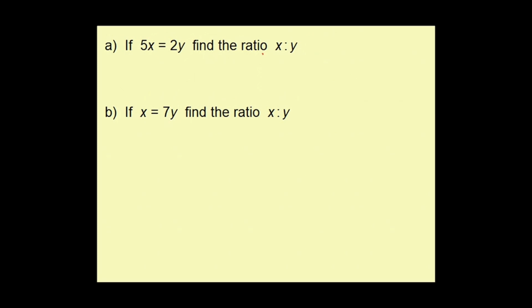So for this question, the answer must be 2 to 5. With a quick check, multiply the outers, 5x, perfect. Multiply the inners, 2y, perfect. For this one, it must be 7 to 1. Quick check again, outers, 1x, which is x, inners, 7y.